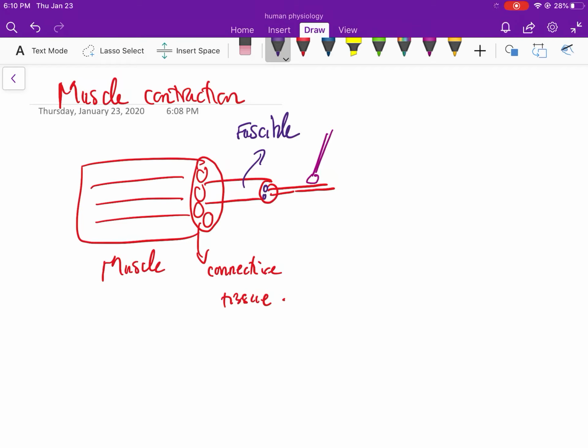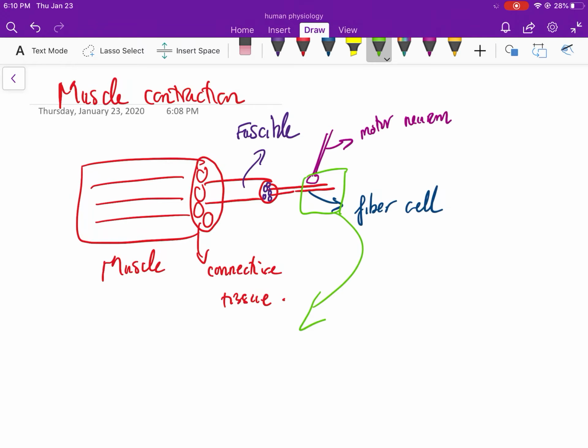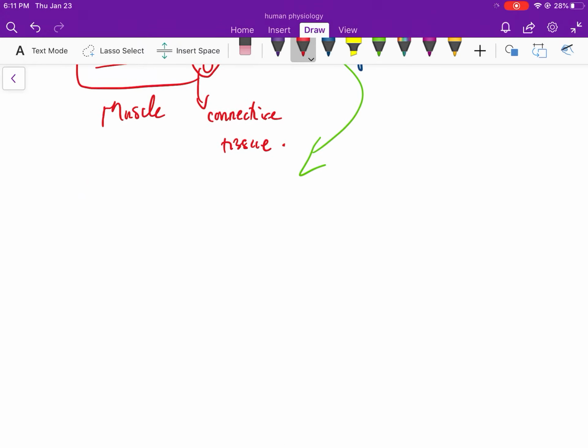In a fascicle, we have even smaller tubes. These are called fiber cells. The fiber cell is where most of our muscle contraction happens; everything happens in the fiber cells. Each fiber cell has a motor neuron connected to it, which can generate all the force, and all the information goes from there. Now we're going to zoom in from a fiber cell to see closely what the structure looks like.